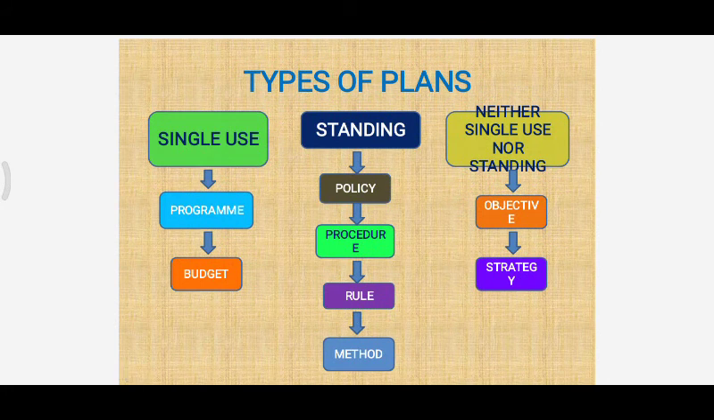Then we will do all types of plans in detail: single use plans, standing use plans, and those plans which are neither single use nor standing use. Under single use, we have two types of plans, that is programs and budgets. Under standing use, we have four types of plans: policies, procedures, rules, method. And we have two plans which are neither single use nor standing use because they can be modified according to the situations.